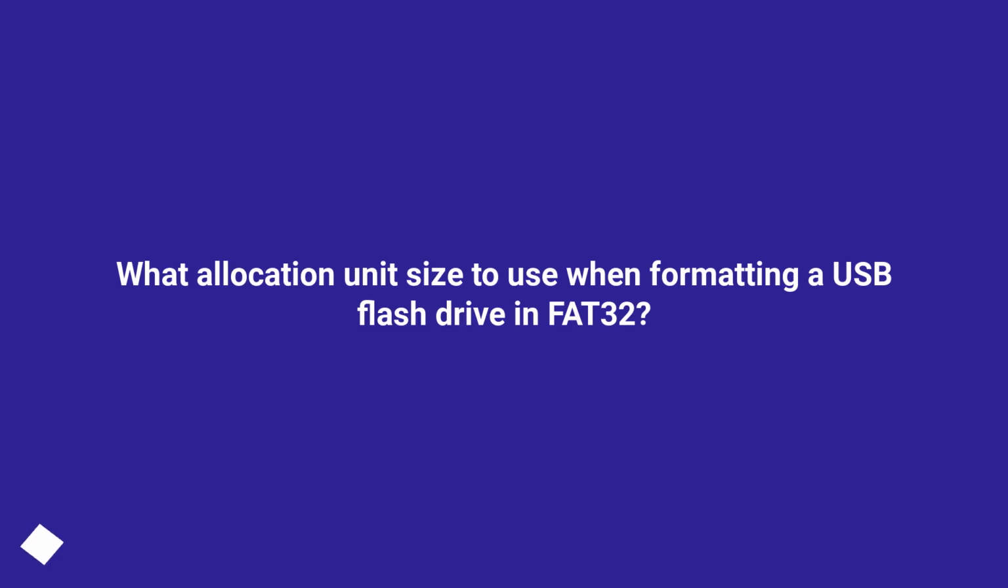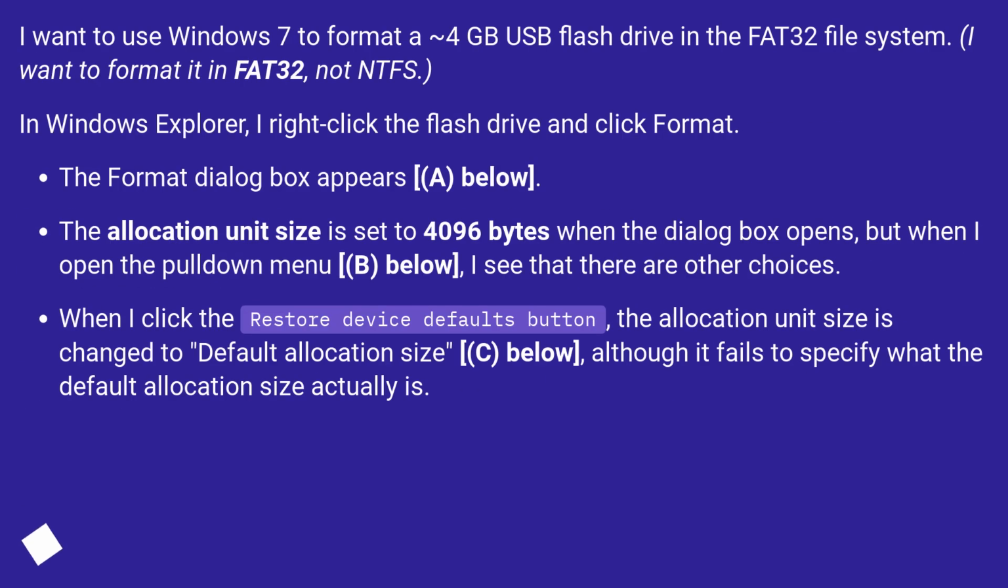What allocation unit size to use when formatting a USB flash drive in FAT32? I want to use Windows 7 to format a 4 GB USB flash drive in the FAT32 file system. I want to format it in FAT32, not in NTFS.